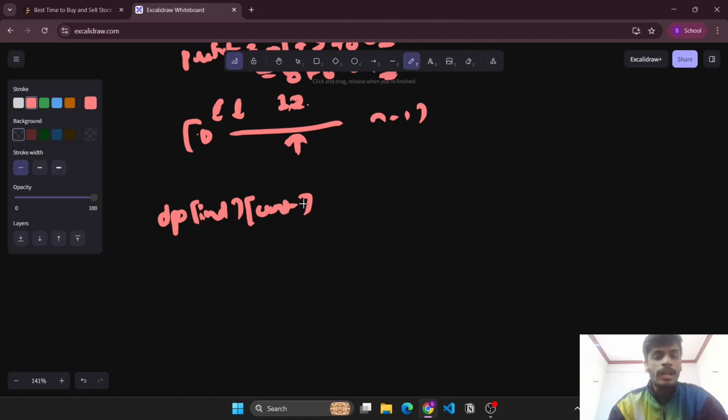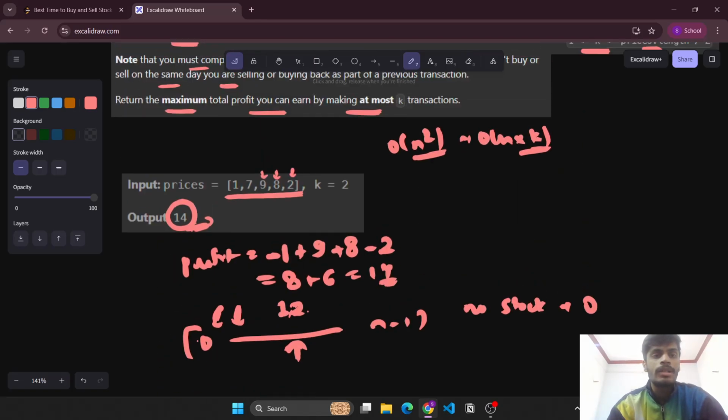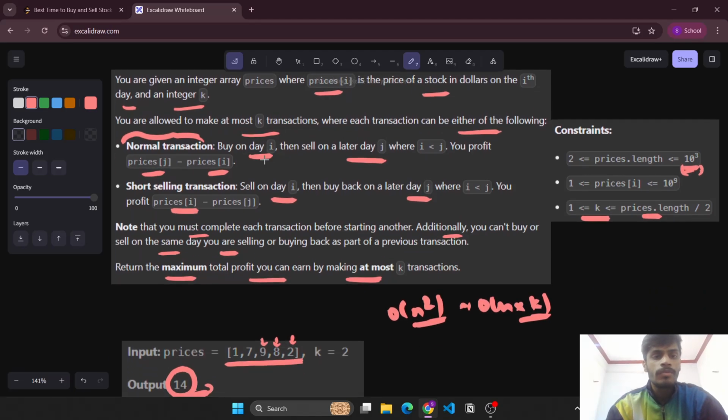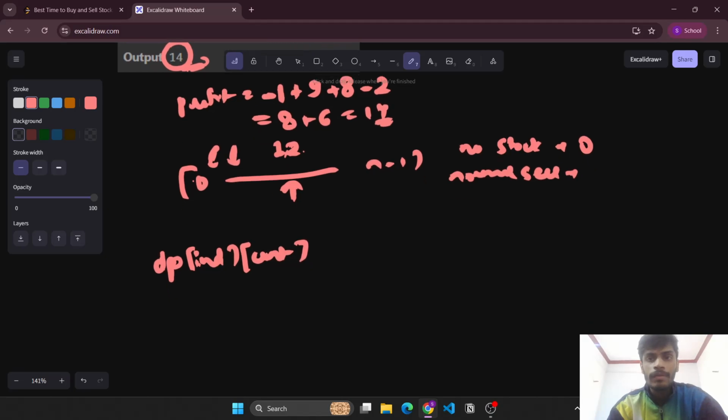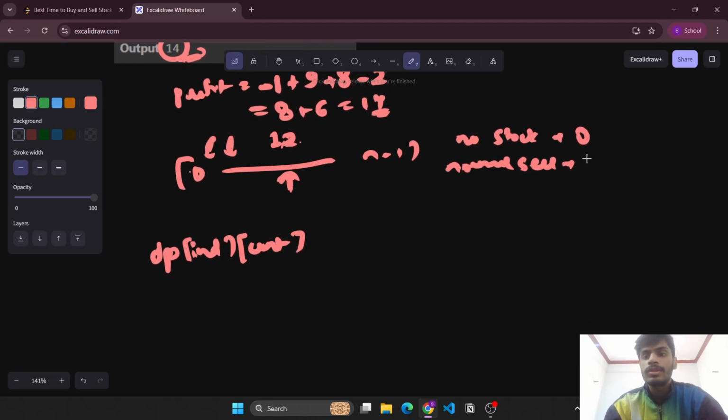And along with that, what is changing is the stock that we have at hand. Either we have no stock, so let's represent it by 0. Then we have a normal stock, meaning we buy at minus prices of i and gain prices of j whenever we sell it. So in a normal sell, we have a given stock, denoted by 1, and then we have a short sell, let's denote it by 2.